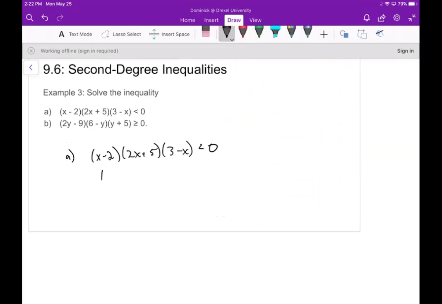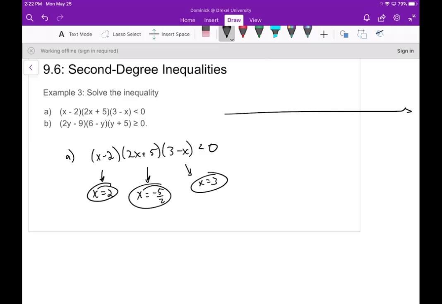All right, but this will be 0 when x is 2. This will be 0 when x is negative 5/2. And this will be 0 when x is equal to 3. So now we just have 3 critical values here: negative 5/2, 2, and 3. Now this time these are all getting open circles because I don't want it to be equal to 0.